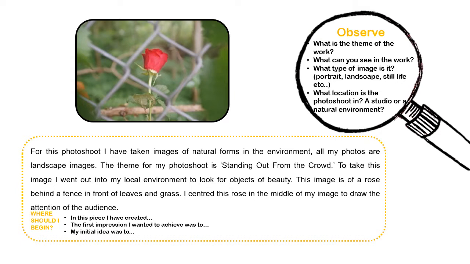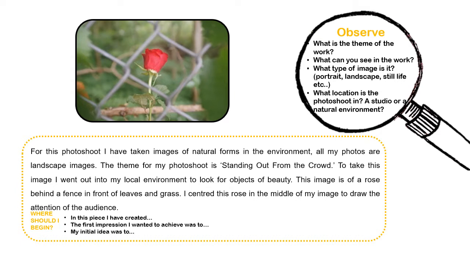So what is the theme of the work? What can you see in the work? What type of image is it? And what location is the photo shoot in? So most of these questions you're only going to need to answer once on that first image, and then the rest you can just leave this paragraph out of, other than explaining what is in the actual photo, so it'll just be a sentence. So I've written for this photo shoot, I've taken images of natural forms in the environment.